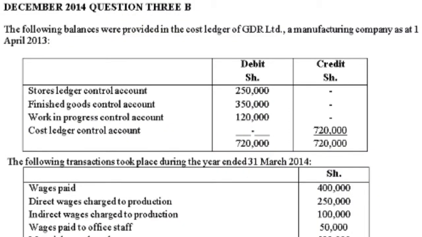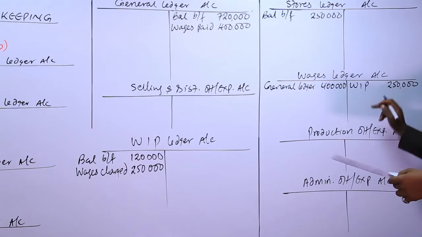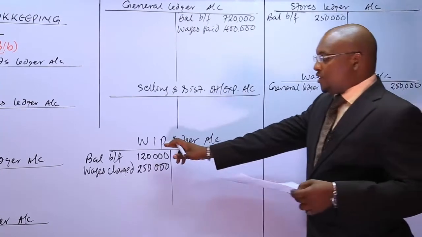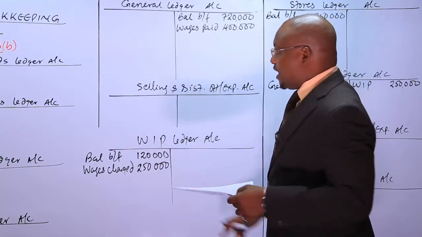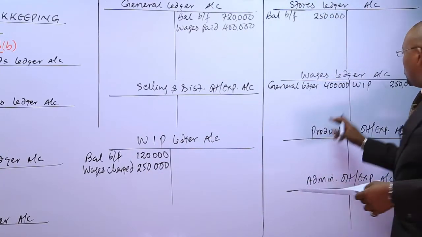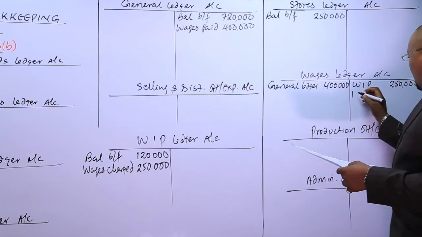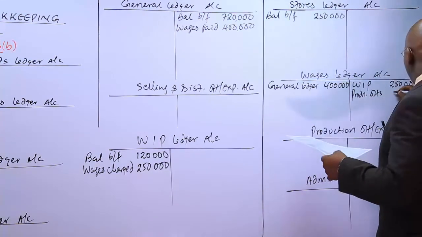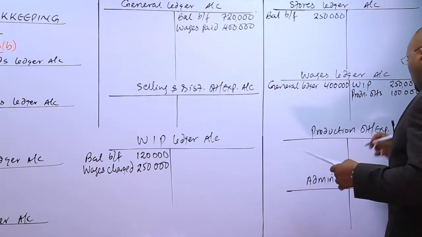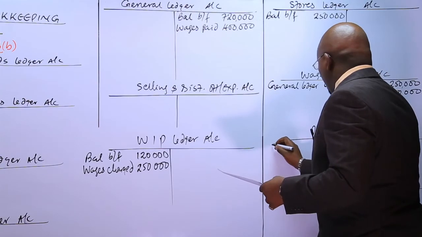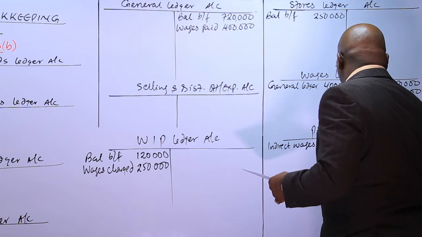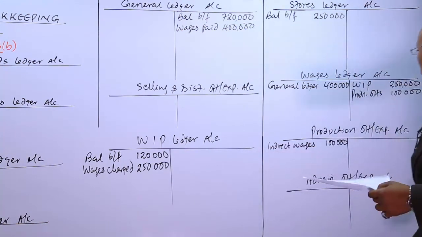Indirect wages charged to production. Now, these indirect wages should actually meet the other expenses on production because it's not direct. It cannot go to the work in progress direct. It has to go to the production overheads, which is here. So we're going to transfer here. This is the production overheads. This is 100,000. We have the indirect wages, 100,000. That's what you have, double entry.